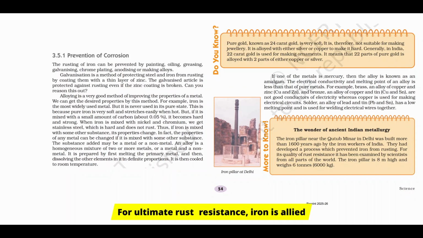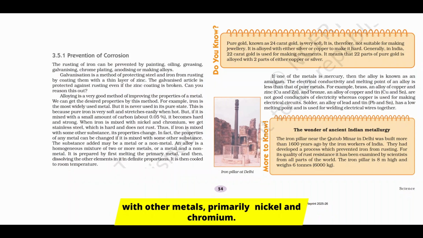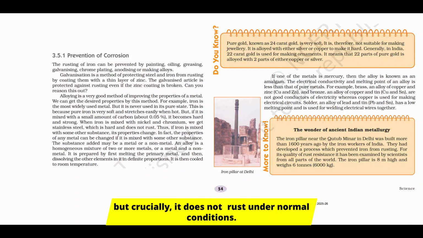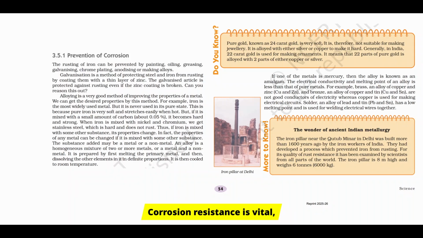Stainless steel. For ultimate rust resistance, iron is alloyed with other metals, primarily nickel and chromium. This forms stainless steel. It's not only hard and strong like other steels, but crucially, it does not rust under normal conditions. This makes it ideal for cutlery, surgical instruments, kitchen sinks, cookware, chemical plants, anywhere corrosion resistance is vital, a true marvel of material science.